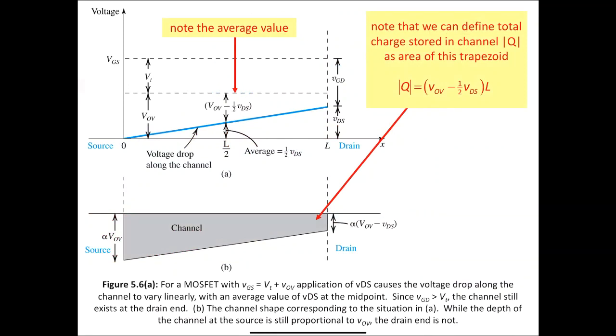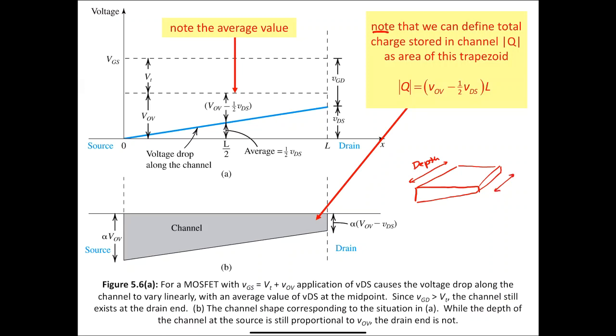Okay, so note that we can define the total charge stored in the channel as the area of the trapezoid. And what that means is that the amount of charge stored in the channel is proportional to its area. More area, and again, really we should be talking about volume, but we're looking at this in a two-dimensional manner and assuming that the third dimension is static, right? So if you think about it like this, we're assuming that this depth is the same. It doesn't change from one side to the other.